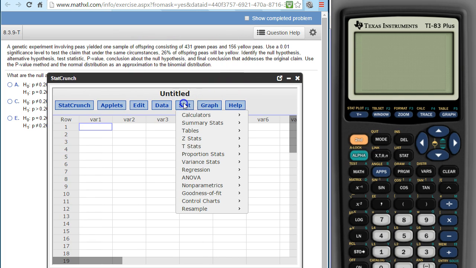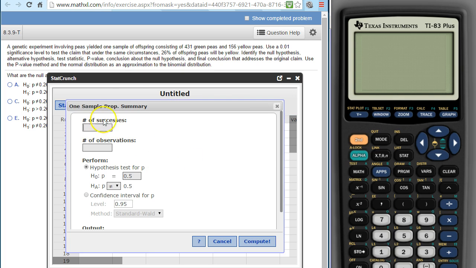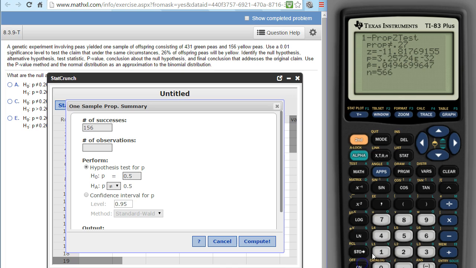We're going to go to Stat, Proportion Stats, a single sample, and we have a summary. So the number of successes, again, there's 156 yellow peas. That's what we're considering success, because it's talking about them being yellow. Number of observations, you need to add these two together. So 431 plus 156, so that's 587.